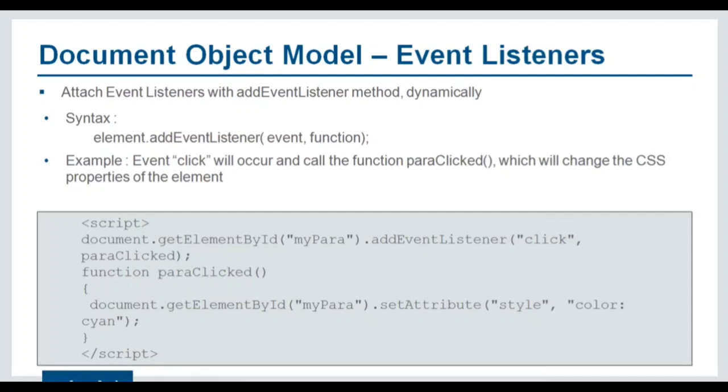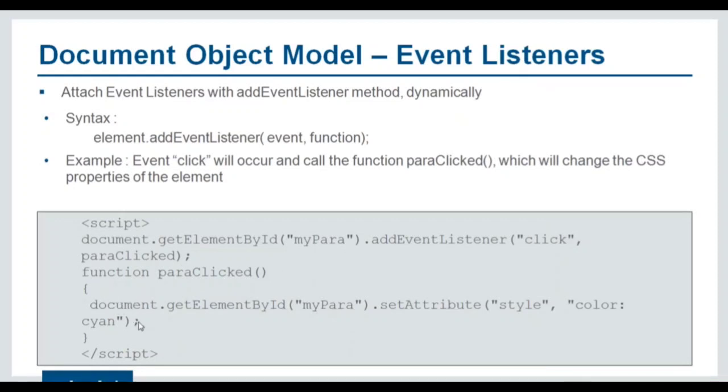Maybe on click, you want to add one listener. On mouse over, you want to add one listener. On key down, you want to add one listener. So you can add as many listeners as there are events. For example, I want to add a listener only when that particular paragraph gets clicked. So I add that listener first here, and after adding the listener, I want to perform some task. That task I have added in a function.